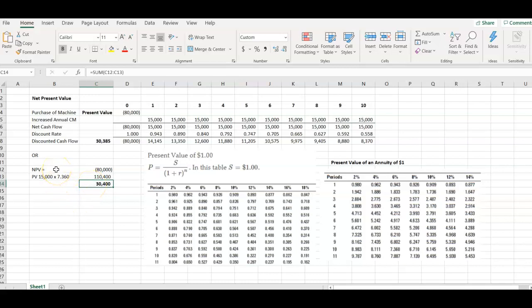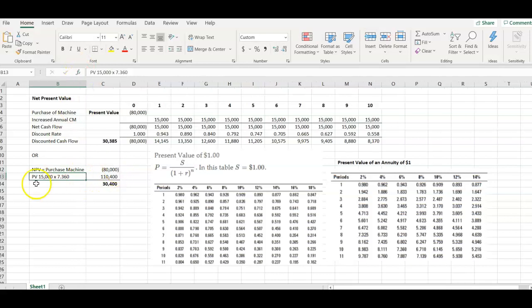So my net present value, first of all, I've got the purchase of the machine for 80,000, and then I've got these cash flows coming in. The present value of the cash flows is 110,400. So the net present value of the project is 30,400, which is close to this, but taking this out to only 3 factors is pretty small.